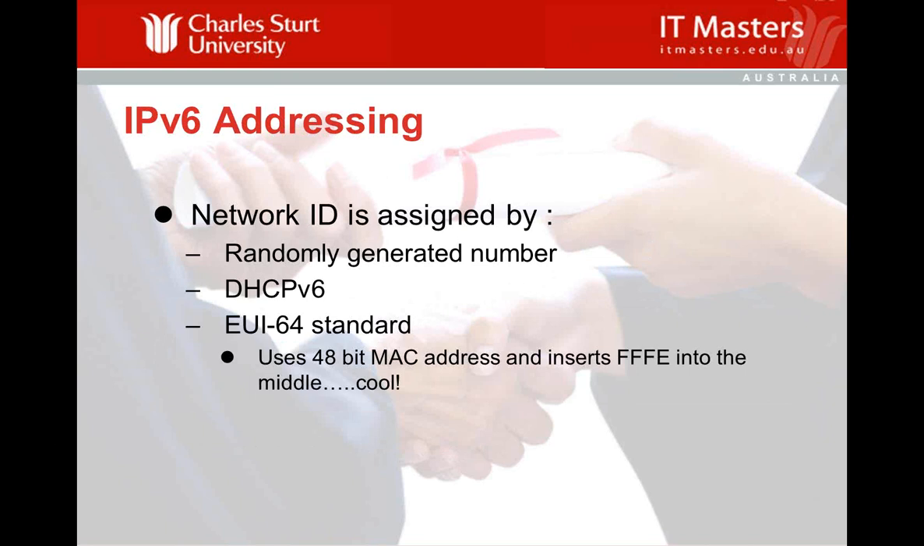What that basically means is it takes the 48-bit MAC address of your actual network adapter and inserts FFFE into the middle of it. So it splits it into two even blocks and puts FFFE in the center.